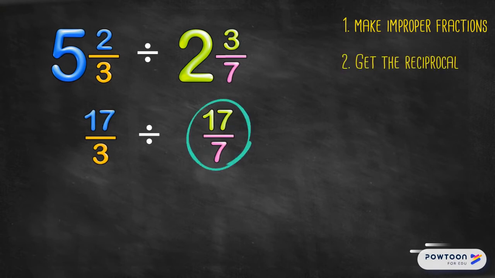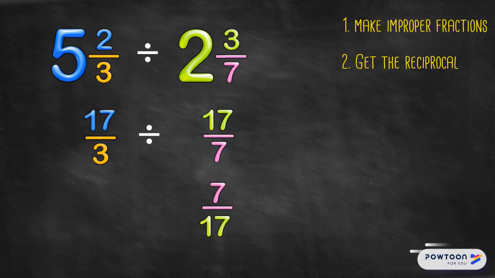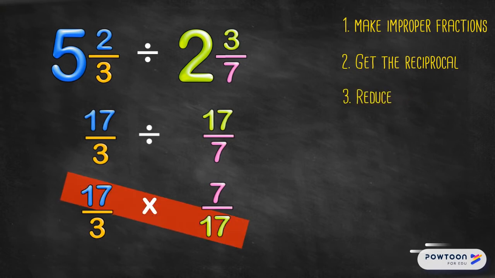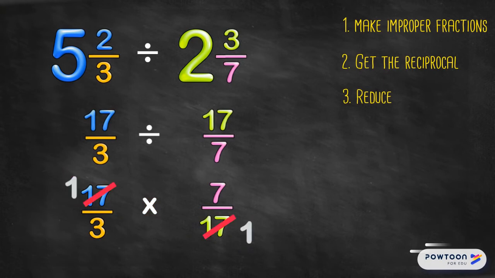Get the reciprocal of that right-hand fraction. Flip it. 7 over 17, and put the inverse operation at the same time. Divide becomes multiply. We can reduce here before we multiply. Cancel the 17s, keep the multiplication down. Nice. Multiply across and we get 7 over 3.